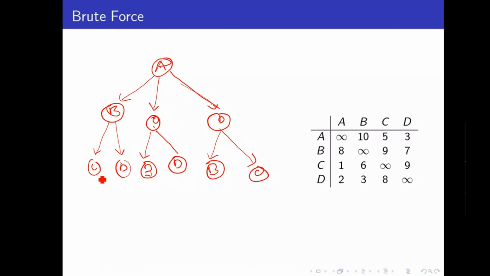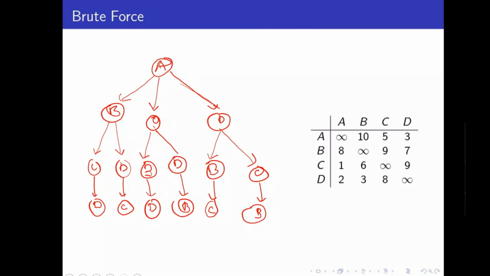Then same way, if we visited ABC, only we can go to D, and from D we will go back to A. ABD, we can go to C. ACB, we can go to D. ACD, we can go to B. ADB, can go to C. ADC, we can go to B. Right? So total number of tours are 6.